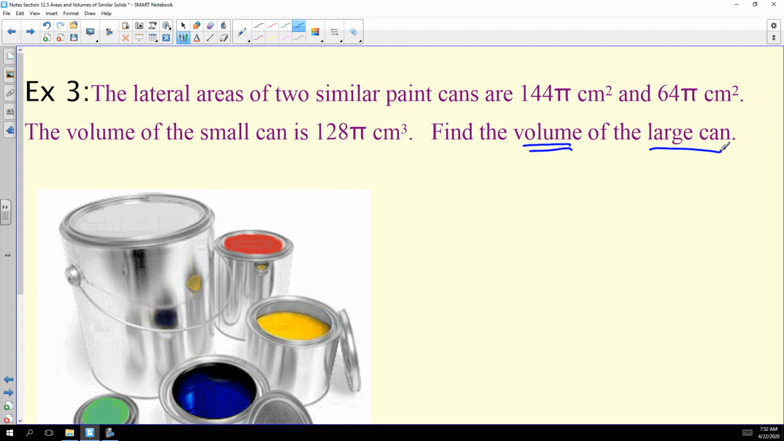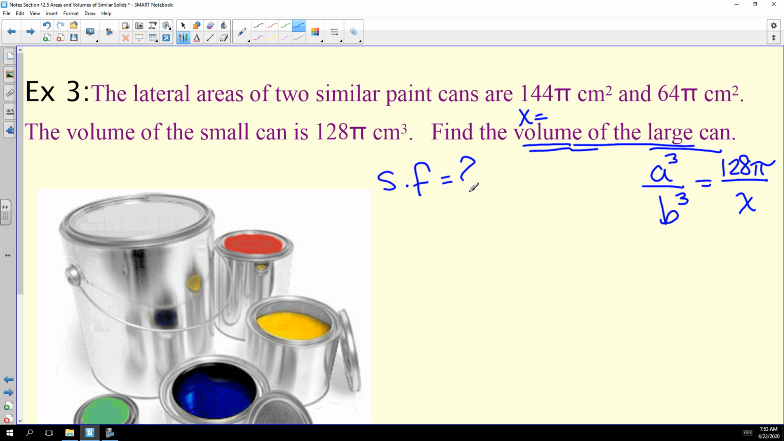So in order to do that, we need to be able to say that a cubed over b cubed is equal to 128 pi over whatever that volume is. So let's say that x equals this volume of the large can. That's what we want to be able to do. But in order to do that, we need to know what is the scale factor. So if we don't know the scale factor, we've got to find that first. So how can we do that?